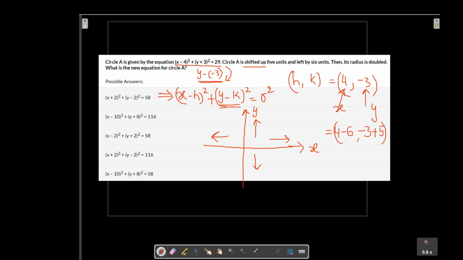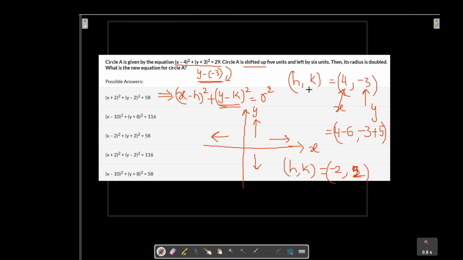Now we got the center for the transformed circle, which is 2, negative 2, 4 minus 6. Negative 3 plus 5 is 2. We got the transformed circle center.